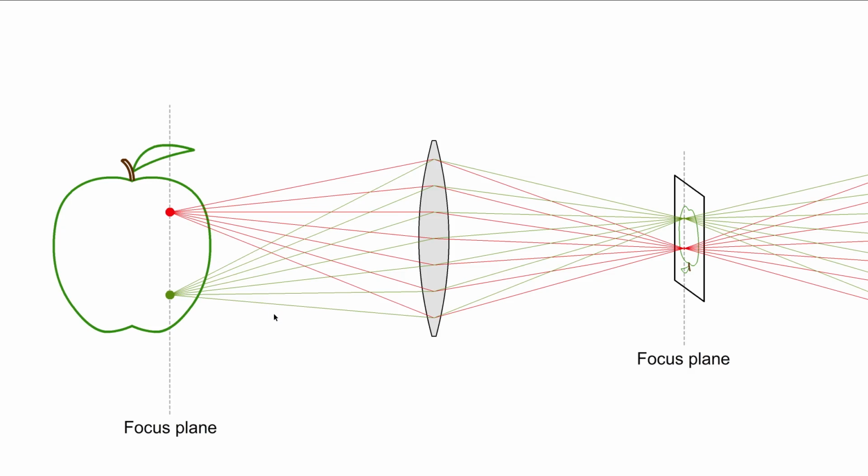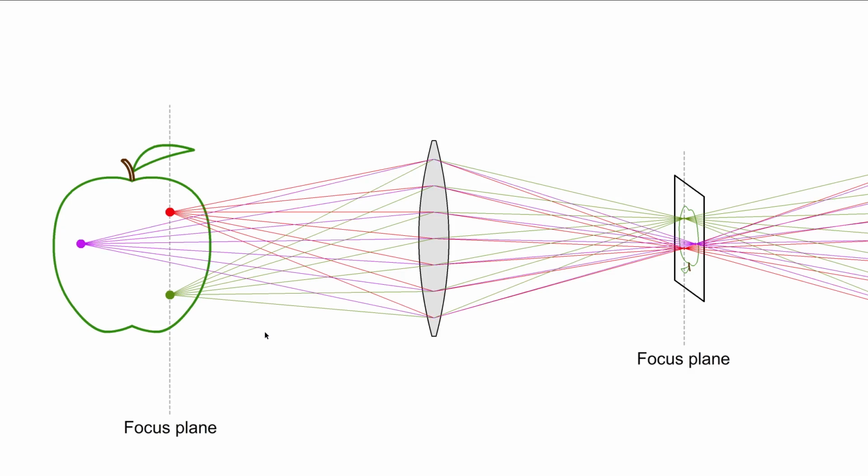Now let's get into our depth of field and think about some areas of the image that aren't in focus. So let's imagine a point further behind. Everything on this line is the same distance from the lens. This is now further away.